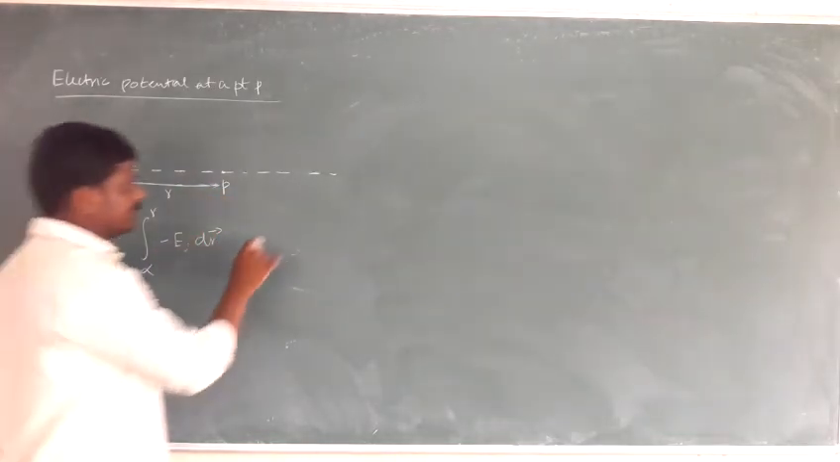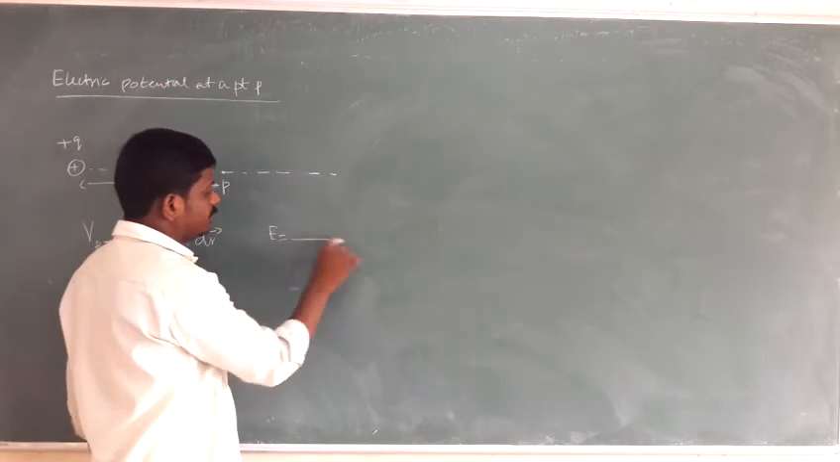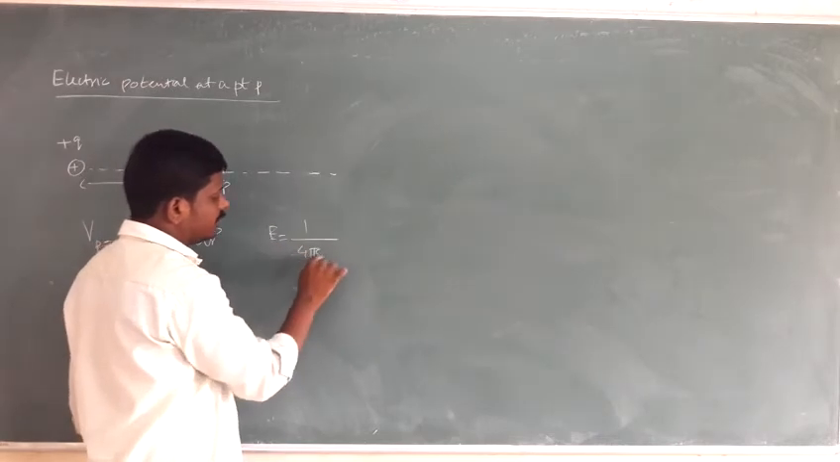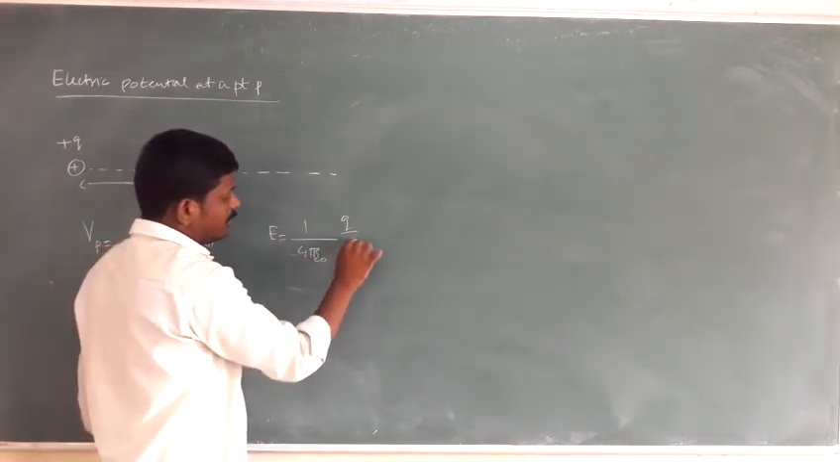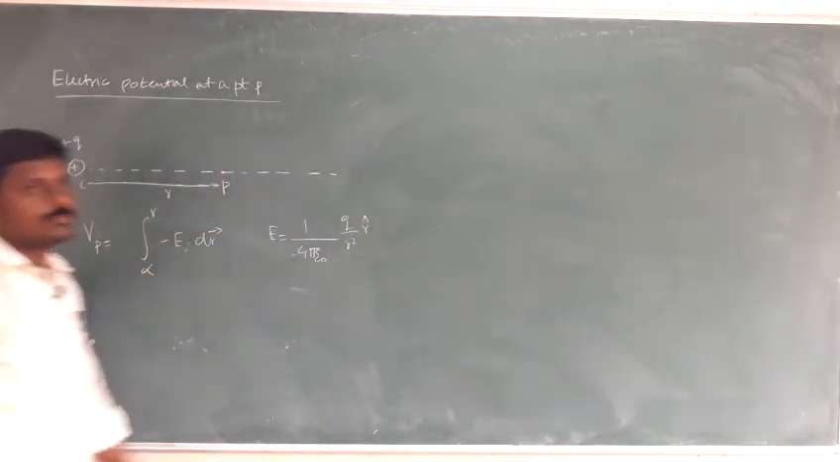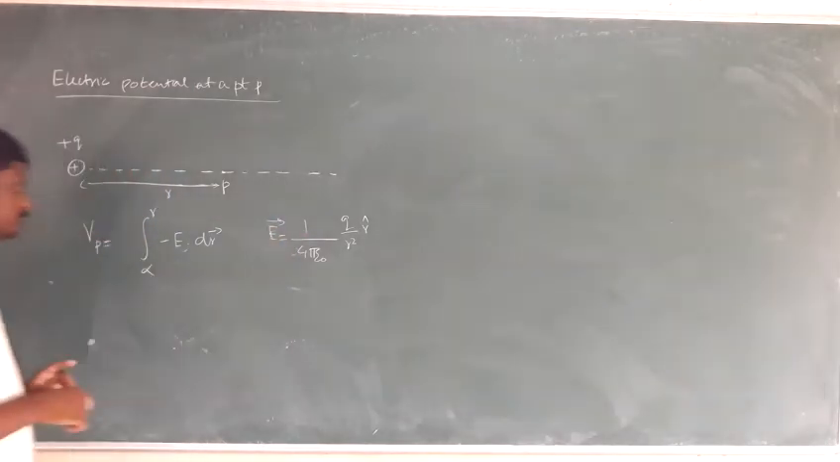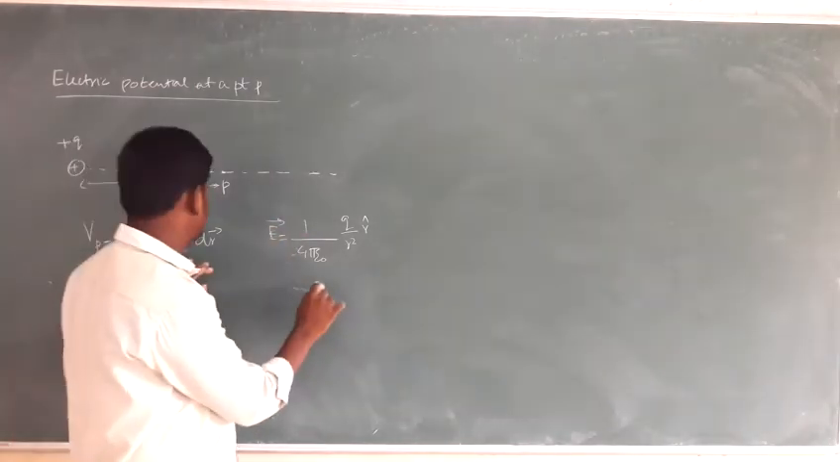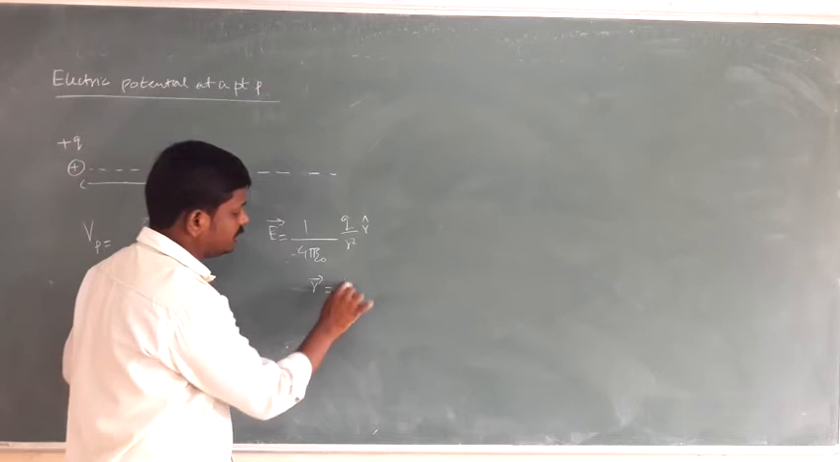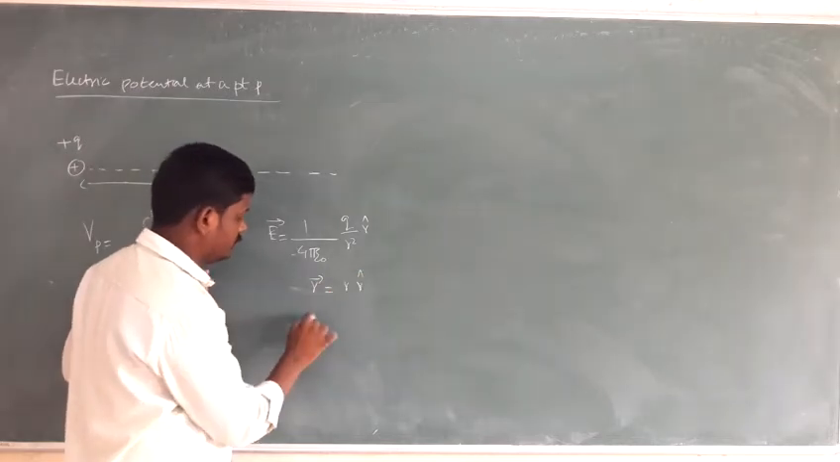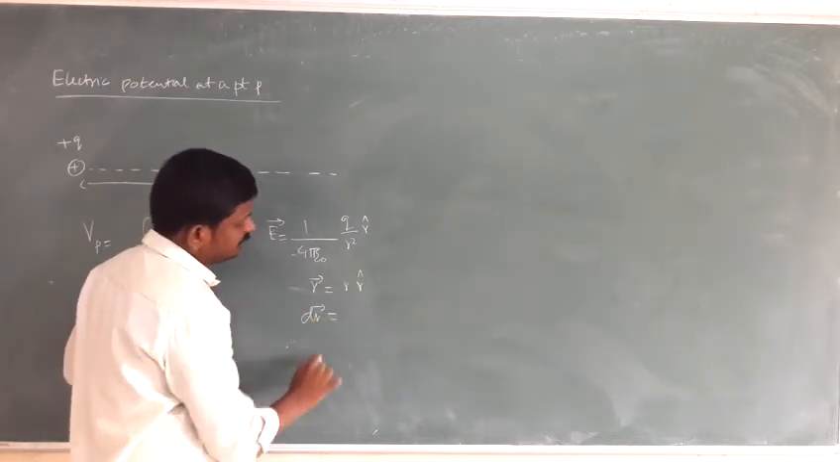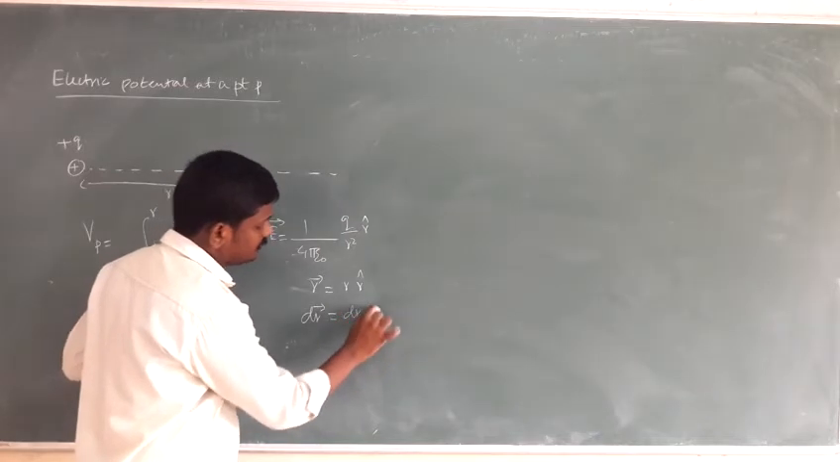Already we know the electric field E due to the point charge is equal to 1 by 4 pi epsilon naught Q by R squared R cap. R cap is a unit vector that points in the direction of the electric field. So R vector is equal to R R cap, and dr vector is equal to dr R cap.